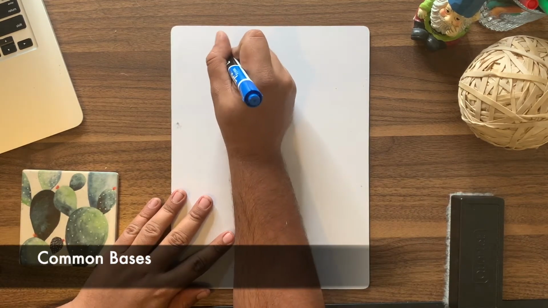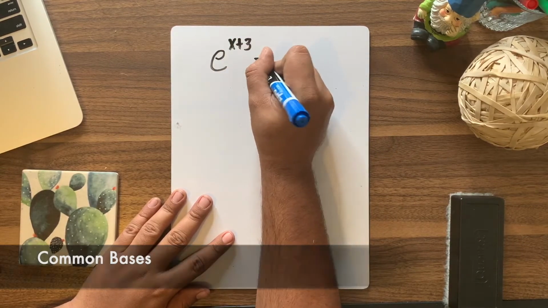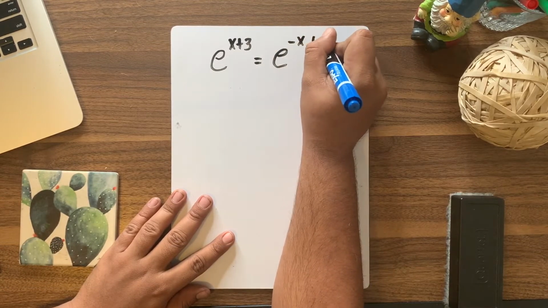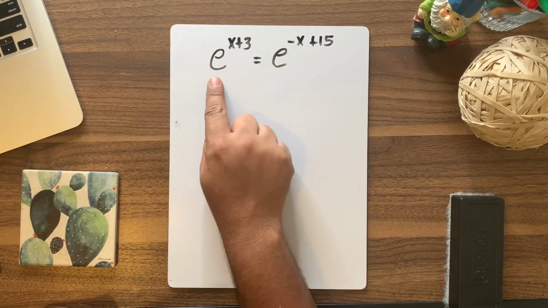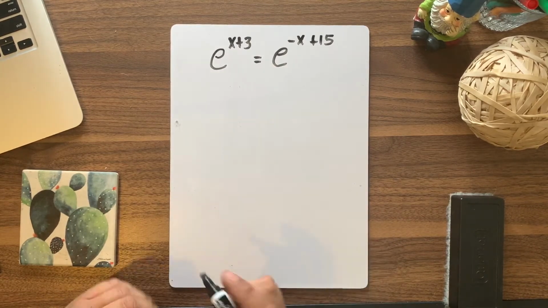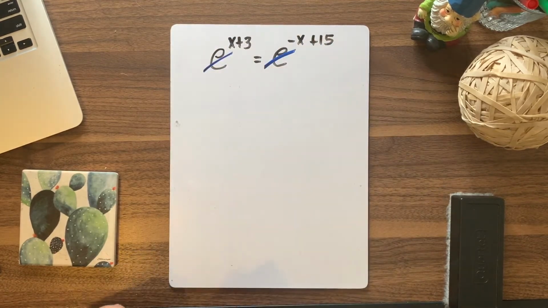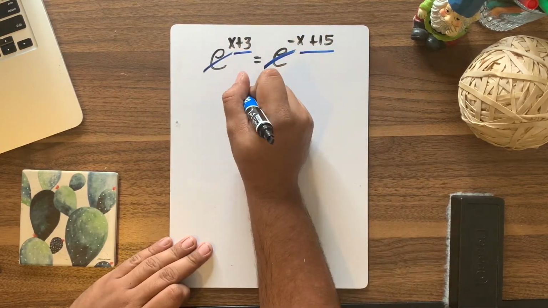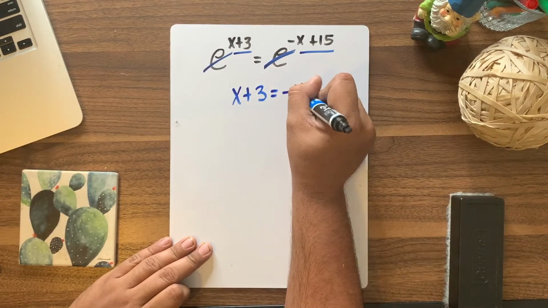Now let's look at e to the power of x plus 3, and let's set it equal to e to the power of negative x plus 15. This is also an exponential equation, and we do have common bases. So when you have common bases, we're going to scratch them out, and you're going to end up with the powers. Okay, in this case, x plus 3 is equal to negative x plus 15.